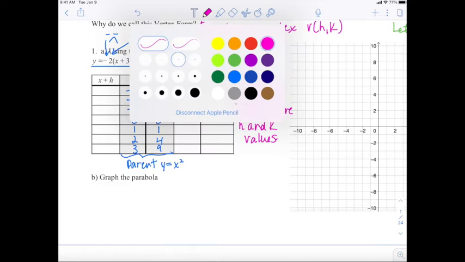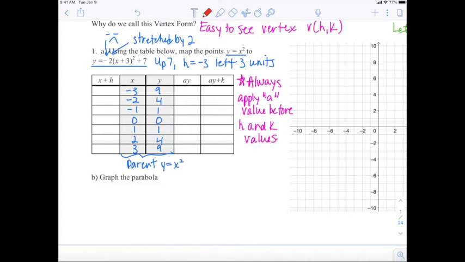So my first step in this table is I'm going to take all of my y values, just the y values, right? Because I'm only multiplying the y. And I'm going to multiply these by -2 in order to apply my downward facing parabola, my reflection, and my stretch by 2. So this becomes -18, -8, -2, 0, -2, -8, -18.